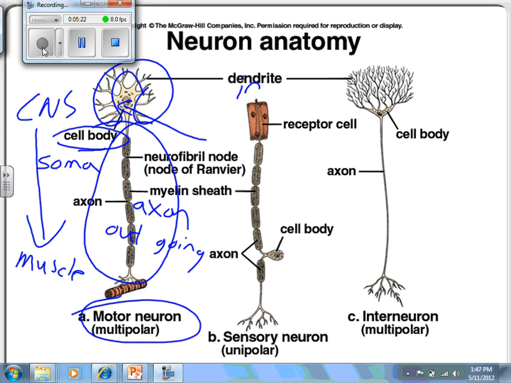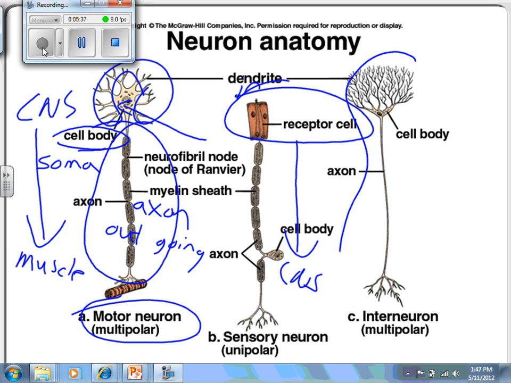Over here we're looking at a sense nerve. This sensory nerve is carrying information from a receptor to the central nervous system. And then interneurons we won't say much about today, but in like a reflex arc, they connect directly up sensory nerves to motor nerves.